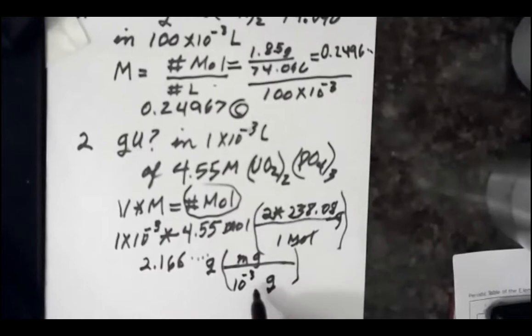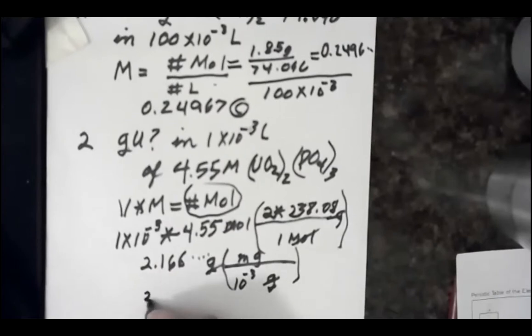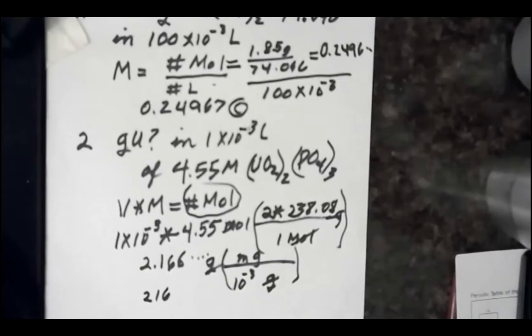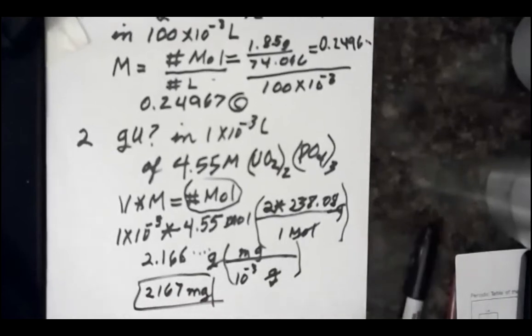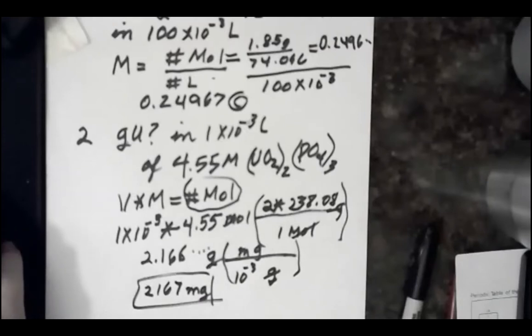So 10 to the minus third grams is 1 milligram, that's right. So I'll have to divide that by 1 times 10 to the minus 3. And I'm getting 2.166 665 something, I'll say 2167 milligrams. Okay, so that's what I'm getting for an answer.